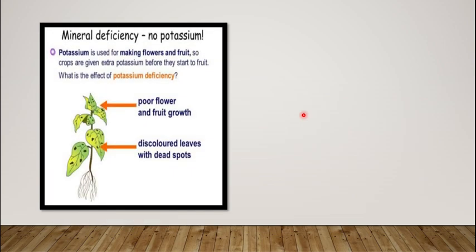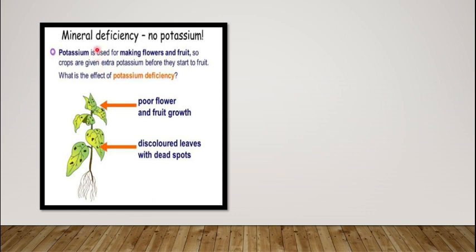The appearance of a plant which is deficient in potassium. There is no potassium or not enough potassium. And where is potassium required? Potassium is used for making the flowers and fruits. So crops are given extra potassium before they start to fruit. So what is important for fruits and flowers? Potassium is important for them.